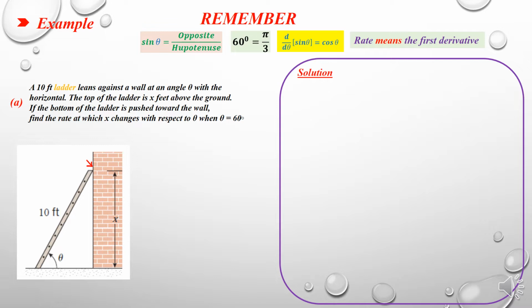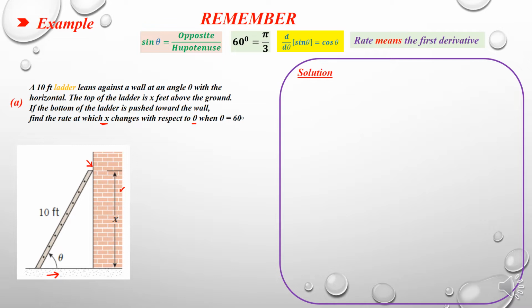So this is x. If the bottom of the ladder is pushed toward the wall, so this is the direction of the ladder, find the rate at which x changes with respect to theta, when theta equals 60 degrees.